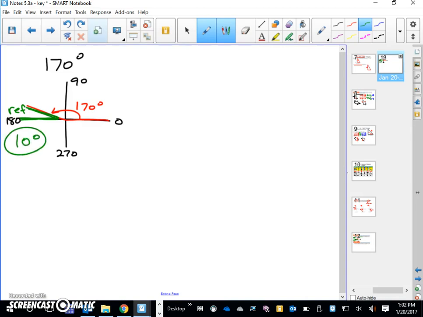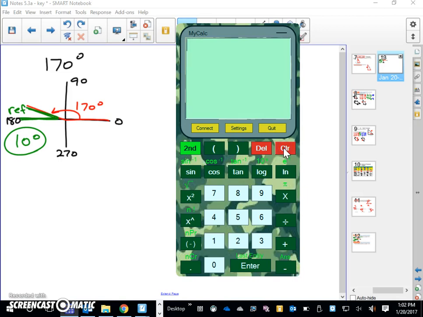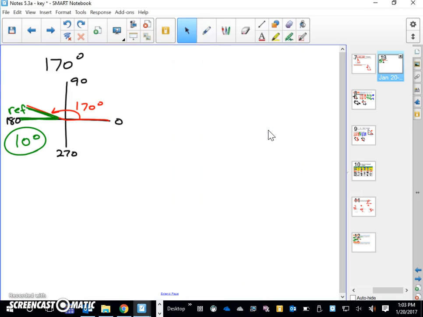That's it. And so what ends up happening is something like this. If I did sine 170 and sine 10, I notice that it's the same thing. It's going to be the same thing. And so I would rather work with 10 degrees than with 170, just because it's smaller.